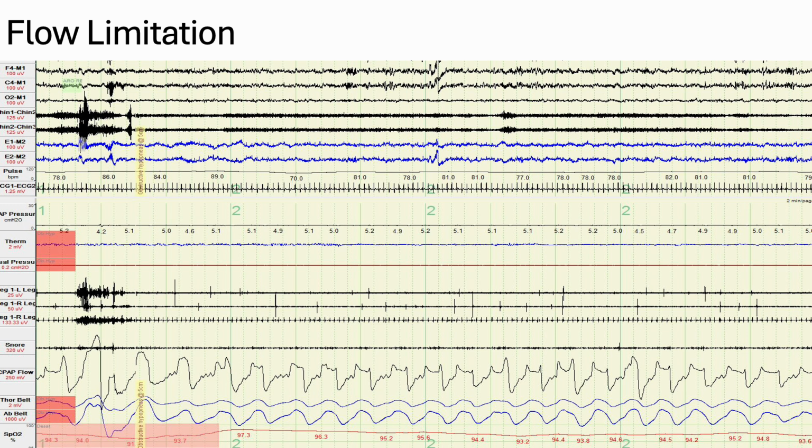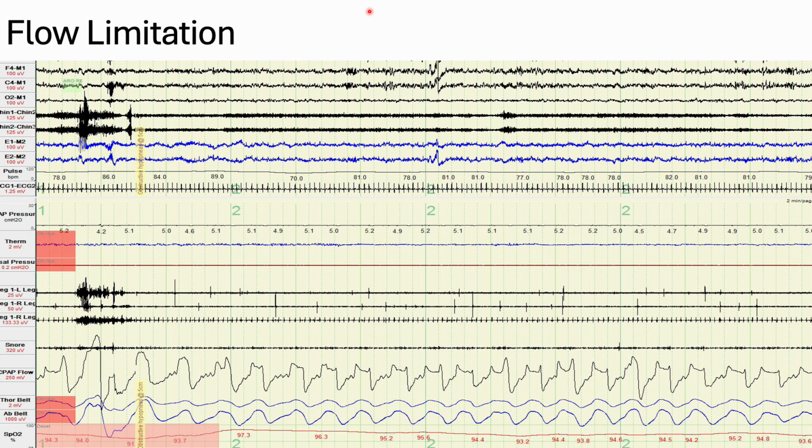You'll hear the term flow limitation a lot, and it's all about the peak of the breaths. So check these out. They look like they have a little cup or a little cave on the top. See that? These little cups. This is supposed to be a nice rounded peak, but these are little cups.